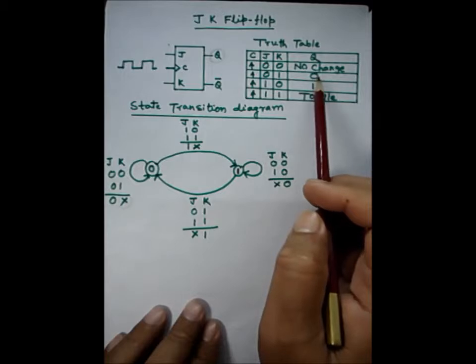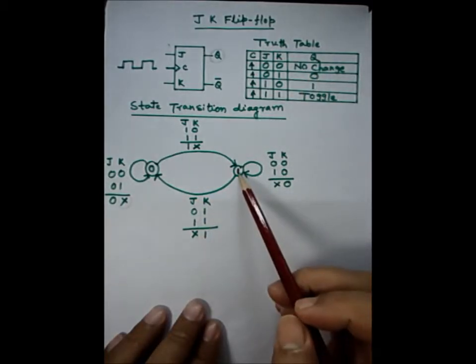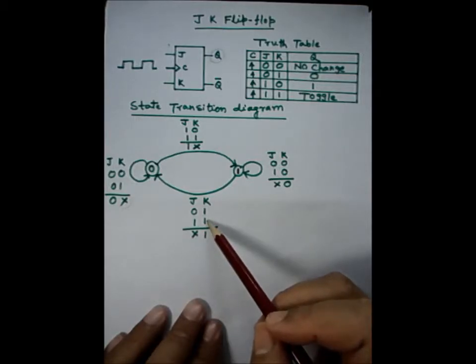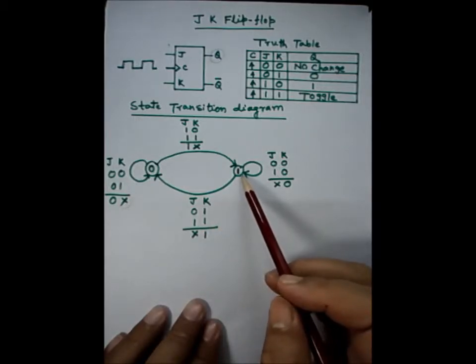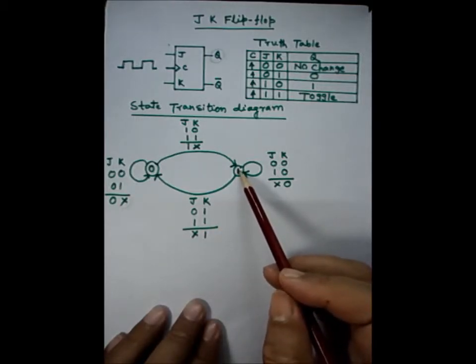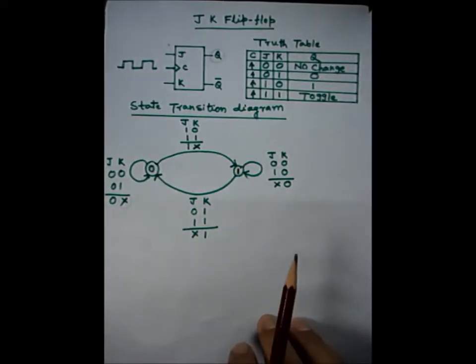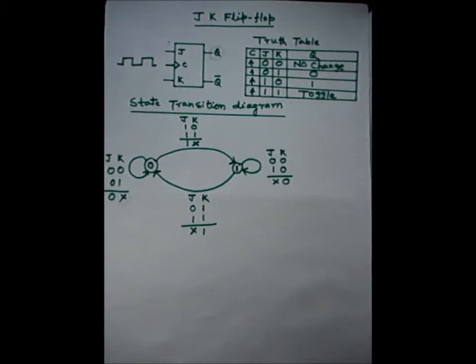If it is 0, 1, the output will be 0. And 1, 1 is the toggle, because the previous state was 1. That means j equal to 1 and k equal to 1, with the arrival of the clock pulse, it will change its state from 1 to 0. Therefore, this is all about the state transition diagram.